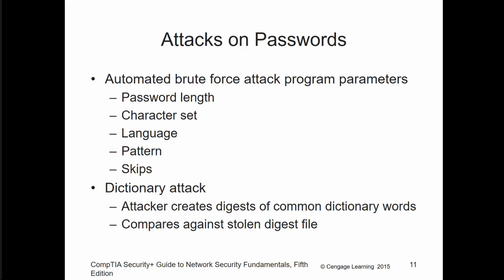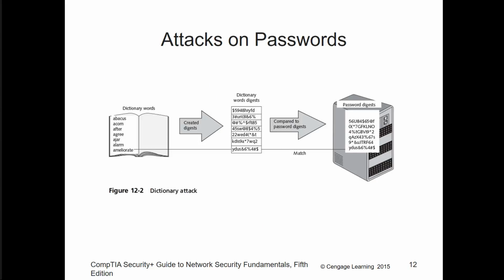We also have what's called a dictionary attack, and that's where they start trying common words in the dictionary. Here's an example. We have a dictionary word. It will create digests, and it will try all the different types of digests. And these word lists will get larger and larger and larger. That way, you can try multiple millions, if not tens of millions of potential passwords.